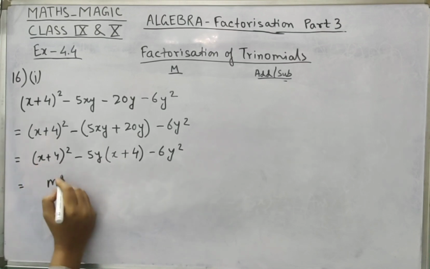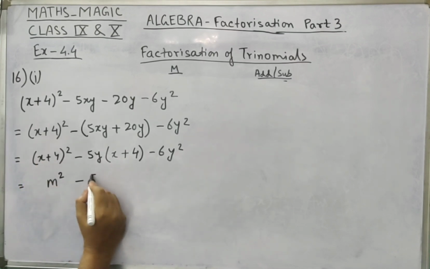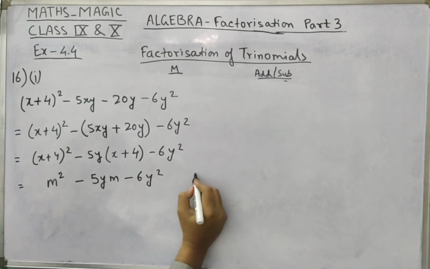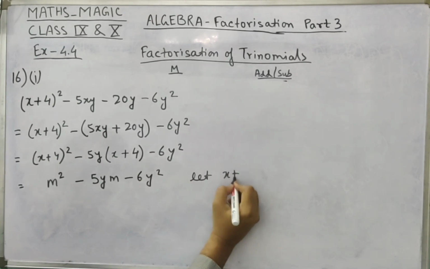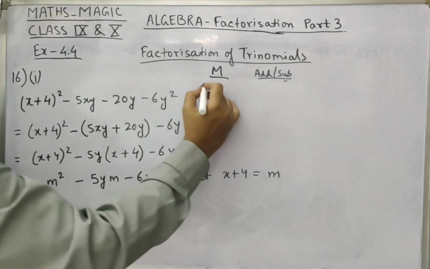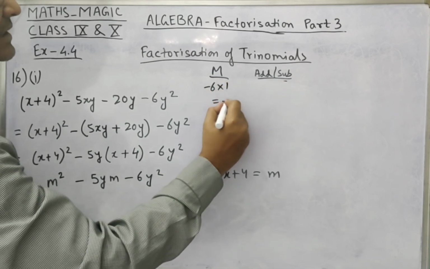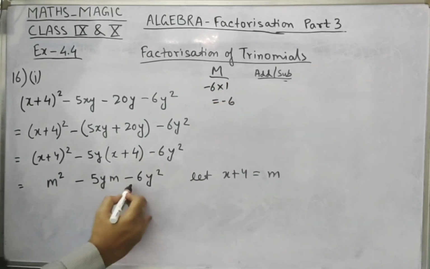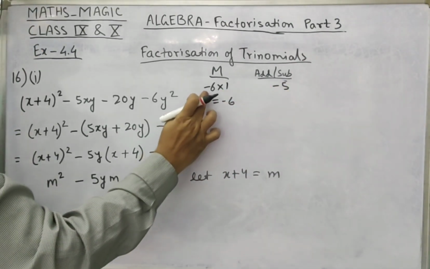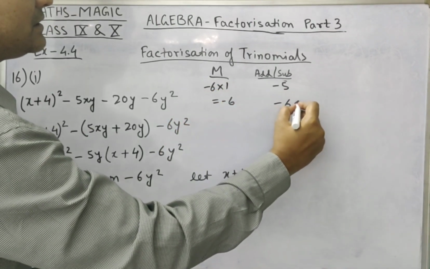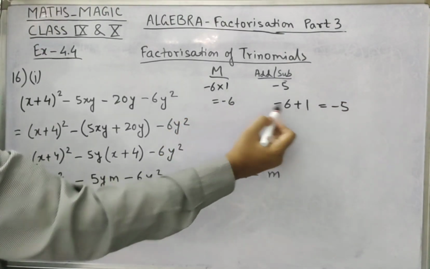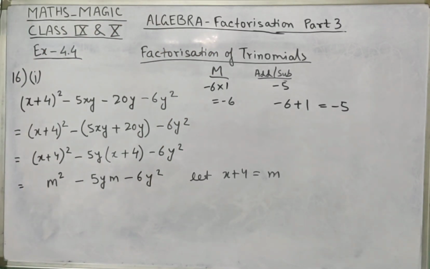Let's take x plus 4 as m. So m square minus 5ym minus 6y square. So what did I do? Let x plus 4 be equal to m. Minus 6 into 1, m into 1. So minus 6 into 1 is minus 6, and I have to break this one, minus 5. So if I add and subtract, I should get minus 5. Minus 6 plus 1, minus 6, then plus 1. I will get minus 5, and minus 6 into 1 I will get minus 6. With the same number I can take.